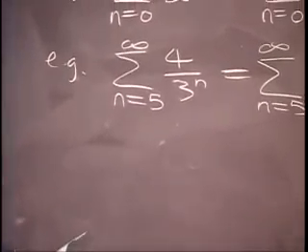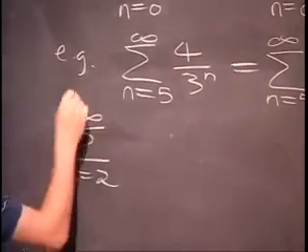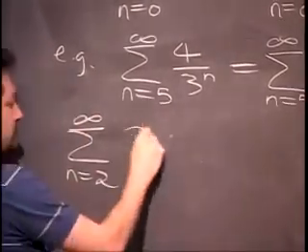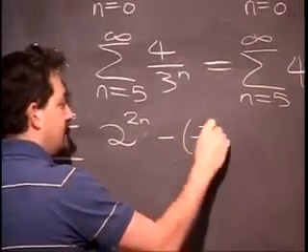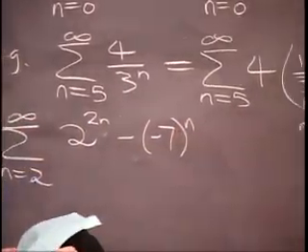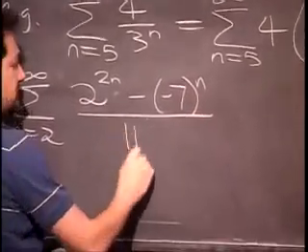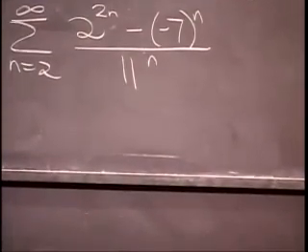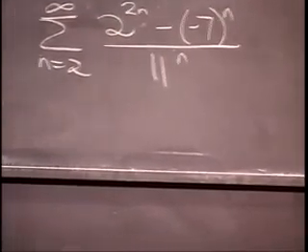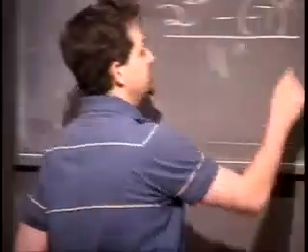All right, let's look at a harder example. The sum from n equals 2 to infinity of 2 to the power 2n, minus 7 to the n, all over 11 to the n. Okay, this is not actually a geometric series. It's the sum of 2 geometric series. Let's see why.